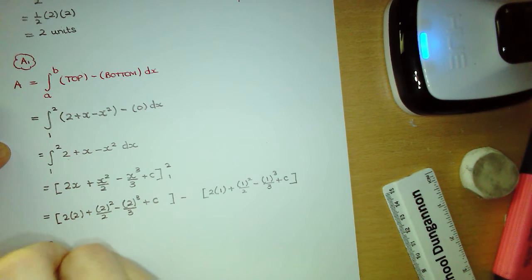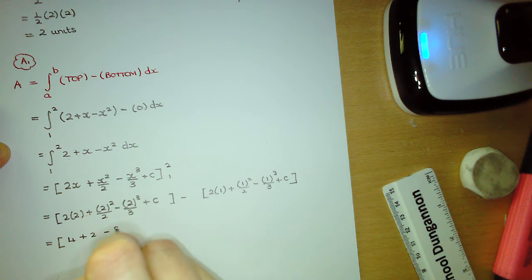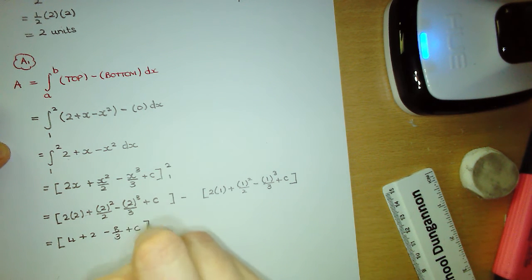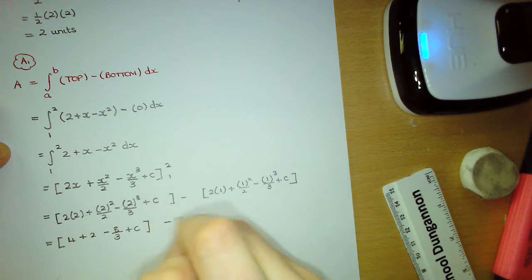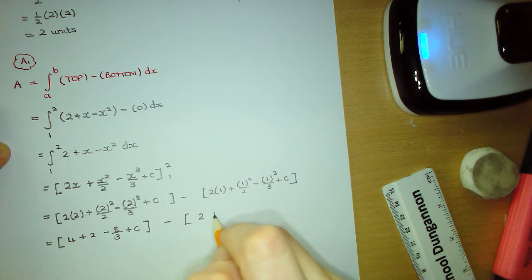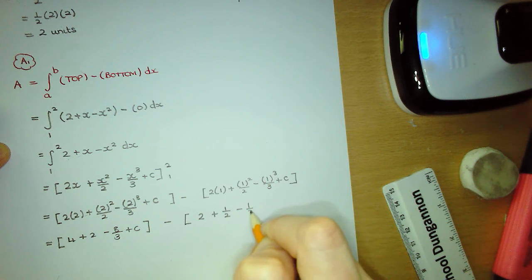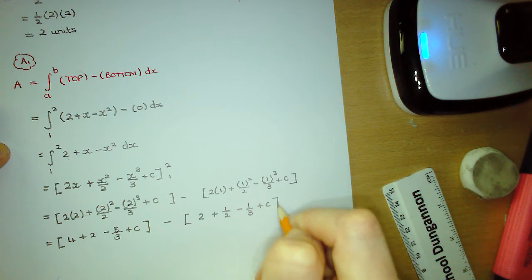So tidy up each bracket. So the first one, we've got 4. We've got 4 over 2 is just plus 2. Minus 8 over 3 plus c. And then we're subtracting. We've got 2 plus a half minus a third plus c.